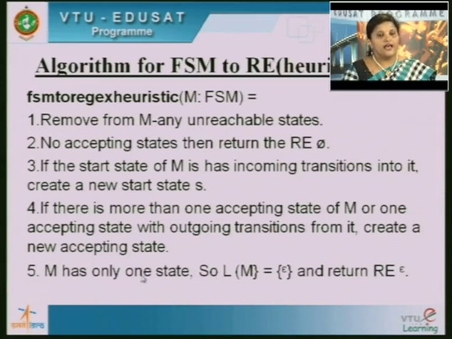Next, the fifth step is, if the finite state machine has only one state, then we will return the regular expression epsilon, because it accepts only the null string.